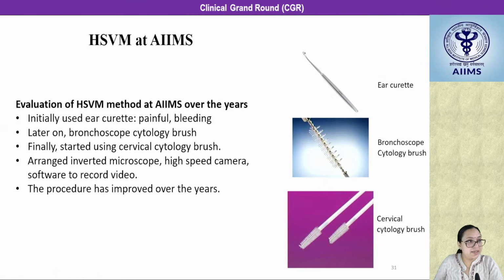So HSVM at AIIMS has evolved. Like Sir was telling us, it started from their experience of observing it at a university outside AIIMS, and then initially when they started, the initial sampling tool was an air curate, and as we can see it could cause pain and bleeding. Later on, the bronchoscope cytology brush was used, and presently we are using the cervical cytology brush, the one below, and an inverted microscope was arranged along with a high-speed camera and software to record the video, and the procedure has improved over the years.